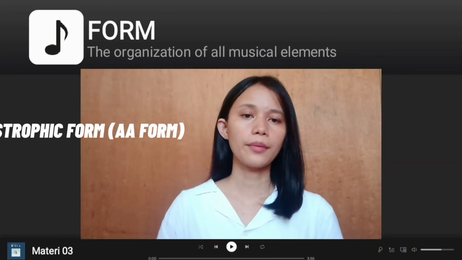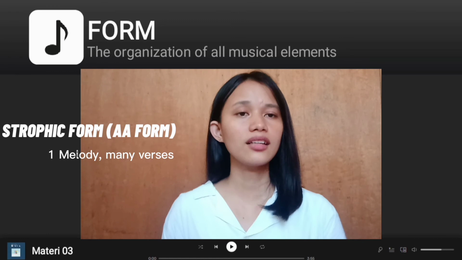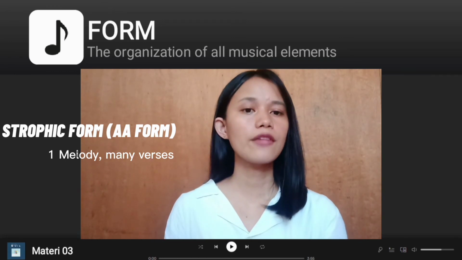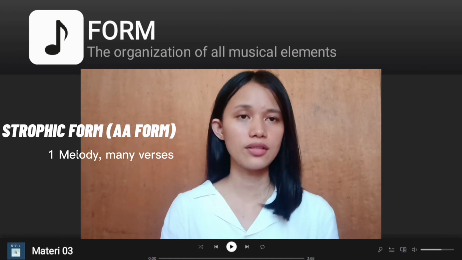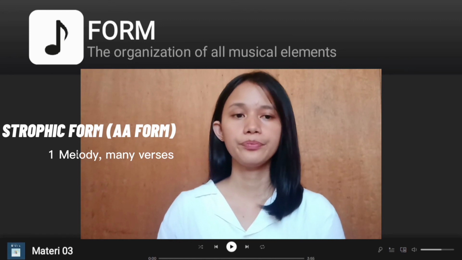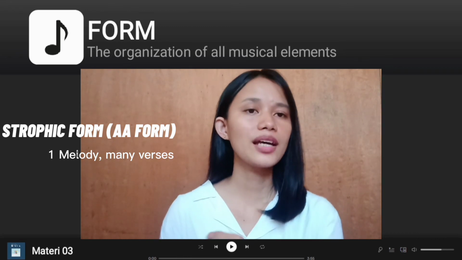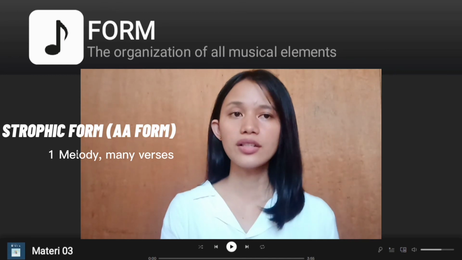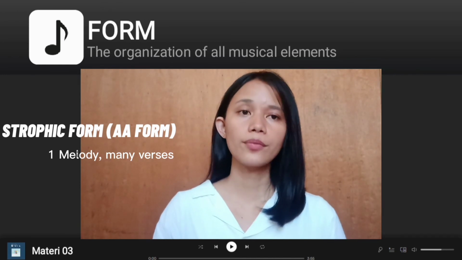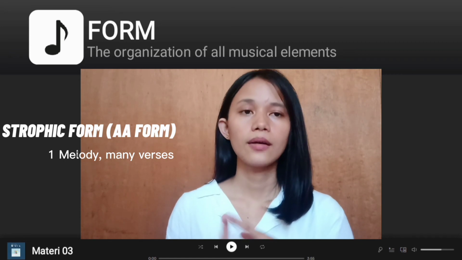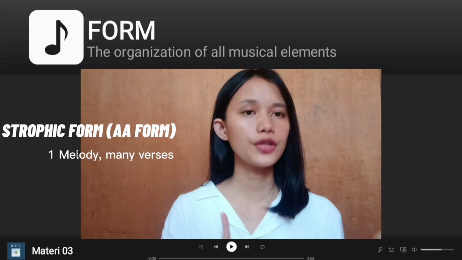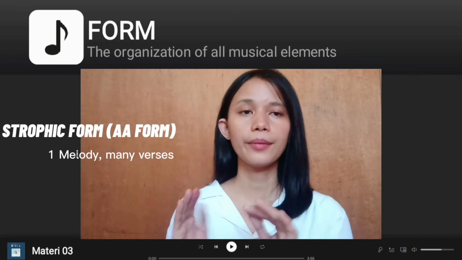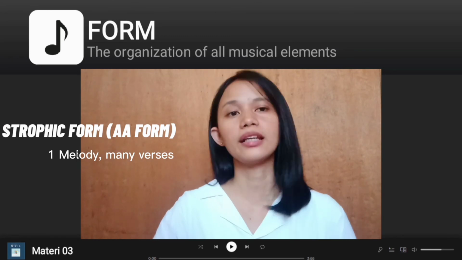Next musical form ay ang strophic form. It is designed in vocal music in which the same music is used for several different verses of words. So, dito naman sa strophic form, the same ang melody niya sa lahat ng verses. Kung kanina sa unitary, isang verse lang at isang melody. Dito naman sa strophic form, one melody, pero madaming verses. At sa mga verses na yun, iba-iba yung lyrics niya or iba-iba yung words na ginamit. Pero pare-pareho pa rin ang melody.